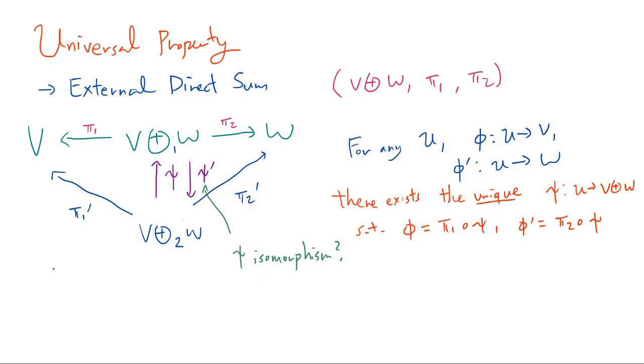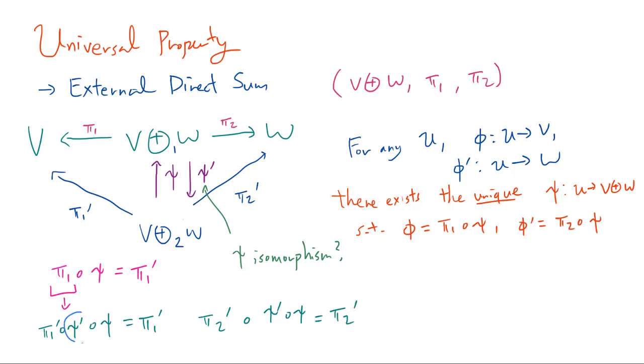To see this, first realize that when we apply psi, then we apply pi1 prime, this is pi1 just by universal property. And analogously, we can see that pi1 by universal property of V plus 2 W is going to be pi1 prime composed with psi prime. So we know when we compose this with psi, we're getting pi1 prime. And similarly, you can show that pi2 prime composed with psi prime composed with psi is pi2 prime. And we really want to say that this map is in fact an identity map on V plus 2 W, but it may not be immediately clear why that has to be the case.